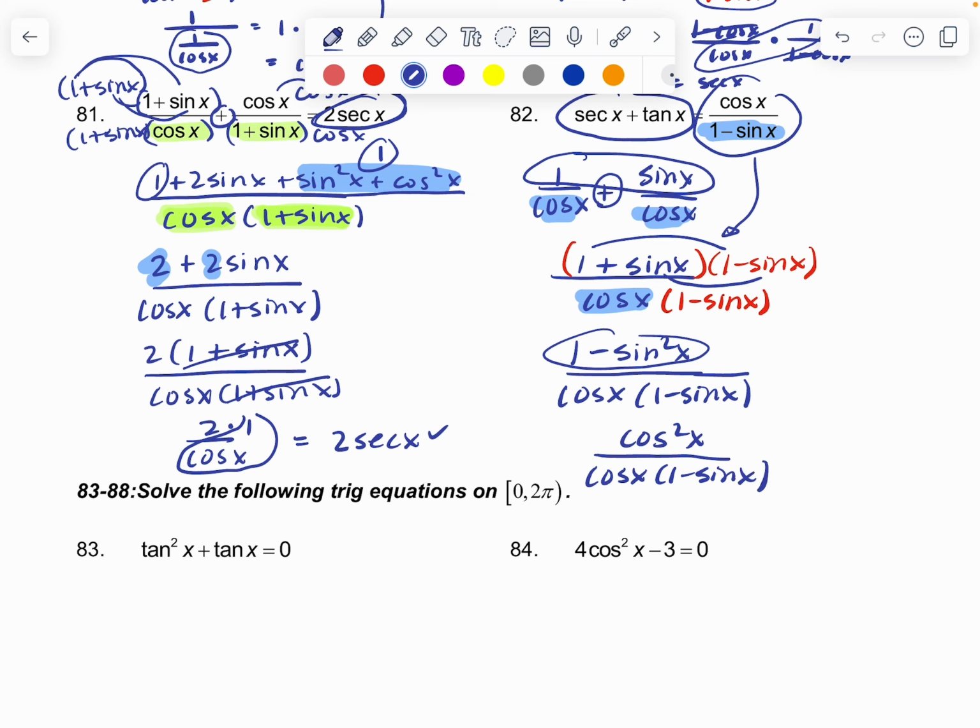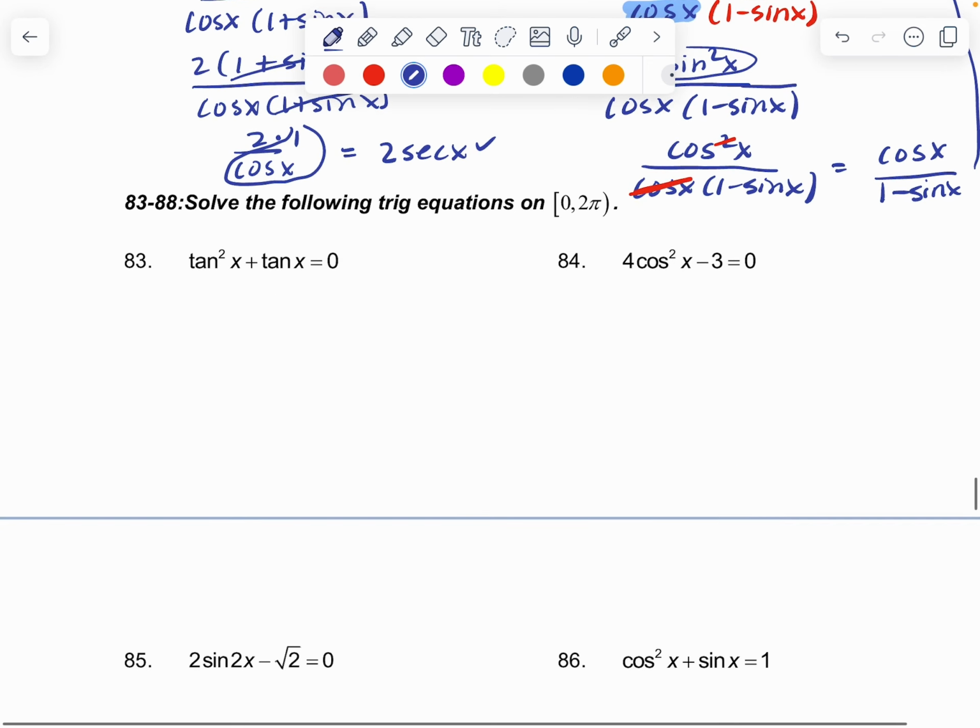But then, look, I've got one cosine here and one cosine here. So getting rid of one cosine there is just going to leave me with cosine of x all over 1 minus sine x, which is exactly what I wanted. Okay? All right, now solving these trig equations.